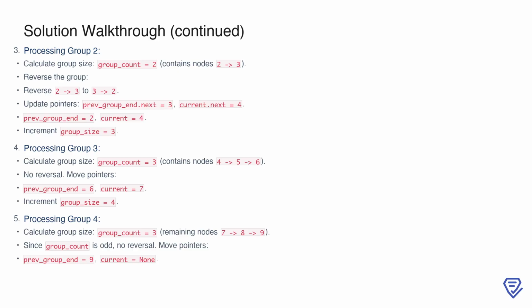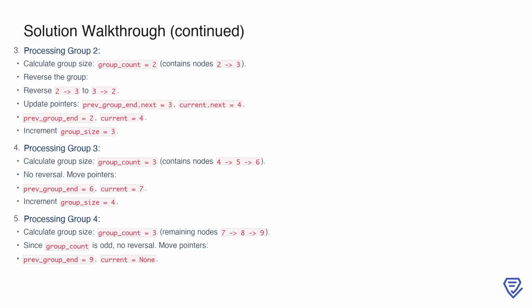Since the group size is even, we reverse the nodes. The sequence 2-3 becomes 3-2 after the reversal. We then update the pointers accordingly. prev_group_end.next is set to the new head of the reversed group, which is node 3, and current.next points to the next node in the list, node 4. prev_group_end now points to node 2, the tail of the reversed group, and current advances to node 4. The group size is incremented to 3.